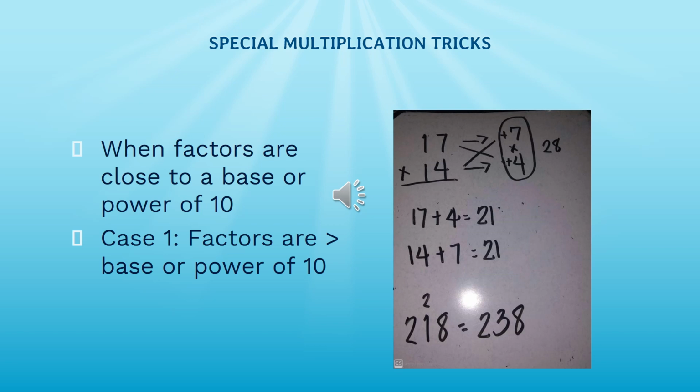Second step is to multiply the distances. 17 is 7 away from 10, 14 is 4 away, so we will multiply 7 and 4. Or we can simply say we multiply the ones digits. 7 times 4 is 28. And we will add this 28 to 210. 210 plus 28 is 238. That's the product. That's quite easy, right?